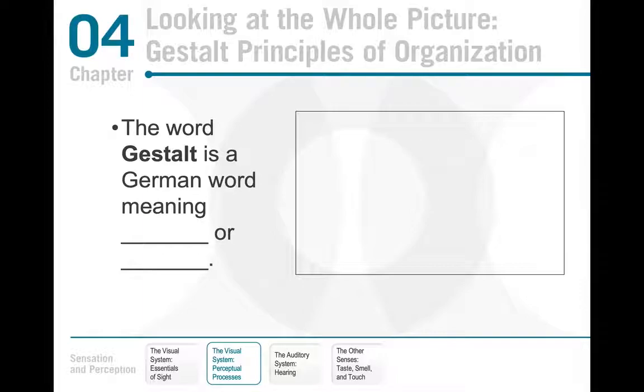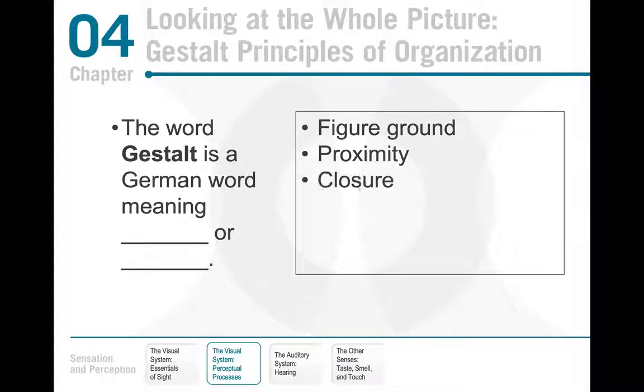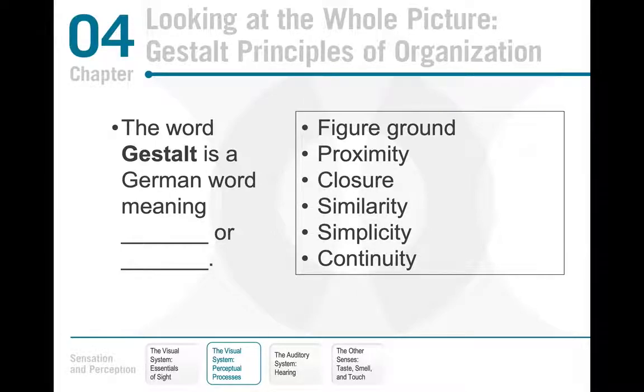The Gestalt theorists developed a set of principles that describe how the visual system organizes stimuli into perceptions. They include figure ground, proximity, closure, similarity, simplicity, continuity. We'll look at some examples that illustrate these principles.